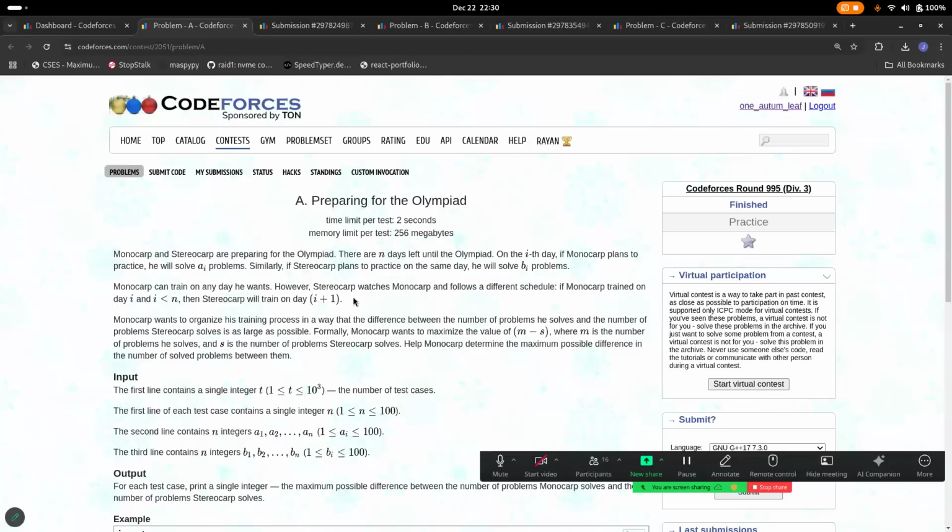Let's start with the first problem. The first problem was Preparing for the Olympiad. Basically, we had the story that Monocarp and Stereocarp are planning for the Olympiad, and there are n days left. On the ith day, if Monocarp plans to practice, he'll solve a_i problems. And if Stereocarp plans to practice, he'll solve b_i problems.